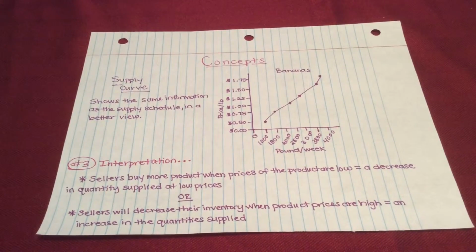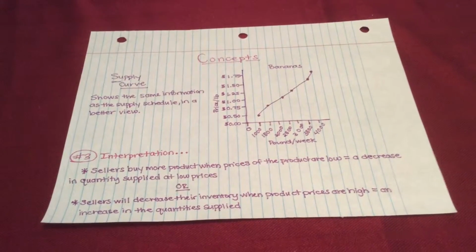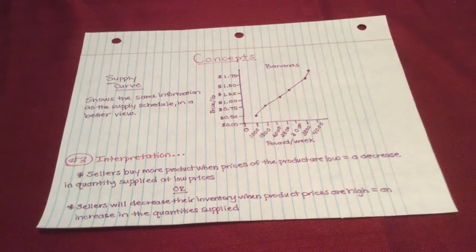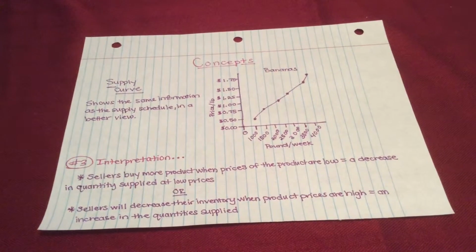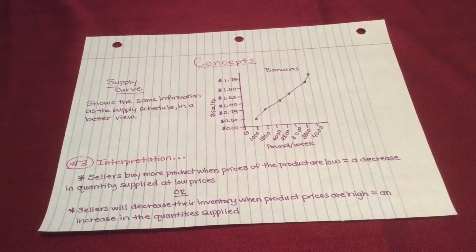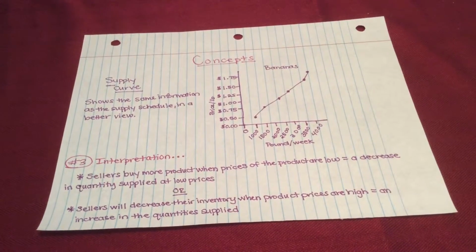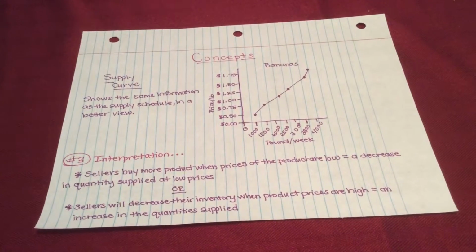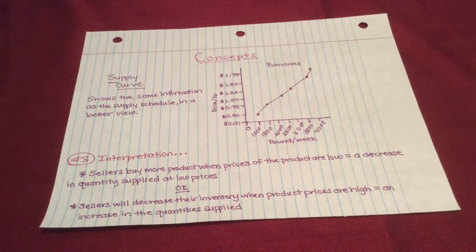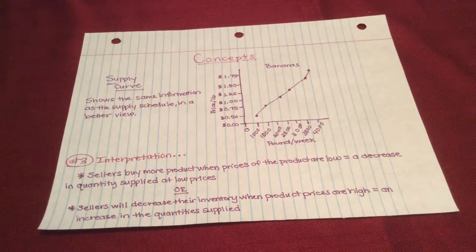The last thing we're going to need to look at here is our interpretation, just understanding what we've just talked about. The sellers are going to buy more of a product when prices of the product are low. That makes sense, right? They want to buy more of a product and have more of it inventoried when the price of the product is low. And this will cause a decrease in the quantity supplied at low prices. So you're not going to need as much when the prices are low.